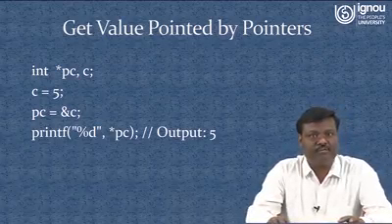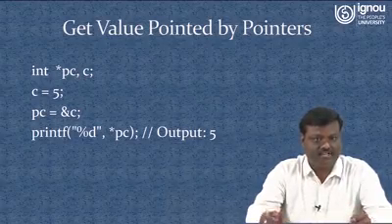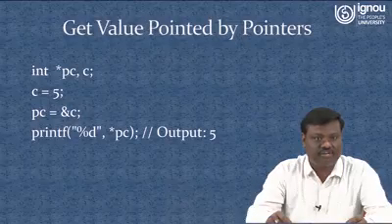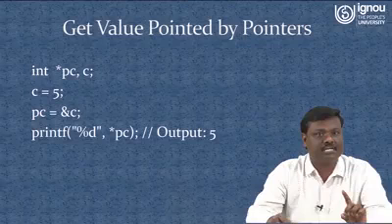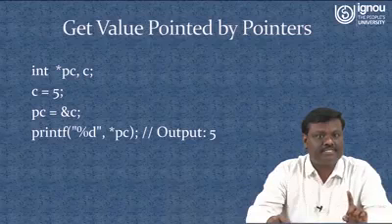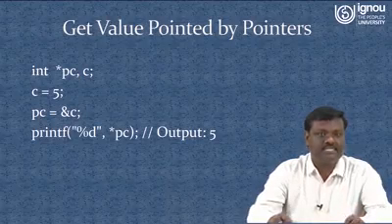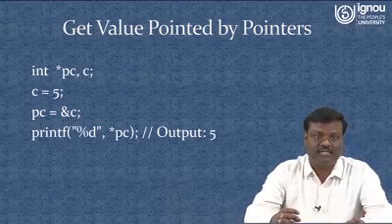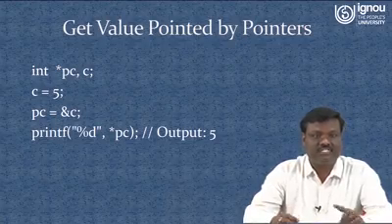Get the value pointed to by the pointer. Here PC is a pointer variable and C is a normal integer variable. C is initialized to 5, so the value of C is 5, and the address of C is stored in PC. Now printf %d star PC. Here you can see it prints whatever value is stored in the address which is assigned to PC.